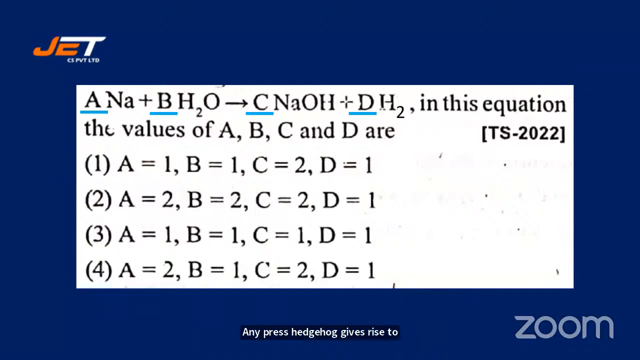In this equation, the values of A, B, C, D are. Quickly balance the equation. A Na plus B H2O gives rise to C NaOH plus D H2. This is a standard equation. Rishikesh says 2. Vedha says 3. Charan says 3. Ganesh says 1. Sai Sindhuja says 2. Meenakshi says 3. Okay. I'm getting mixed response. Kirtana says 4. Okay. It's about balancing the equation, students.